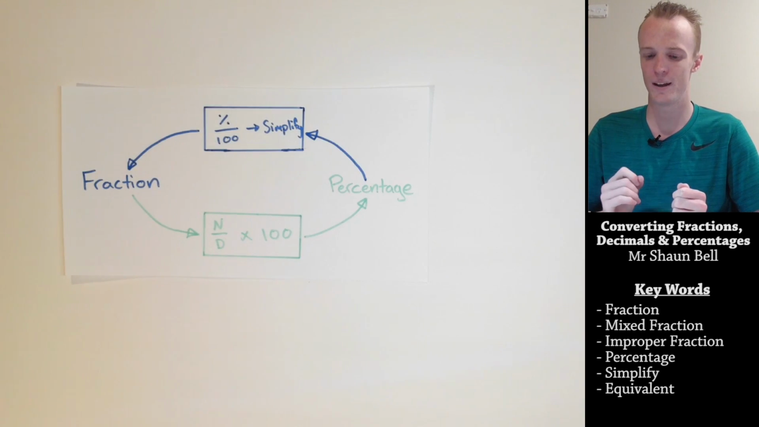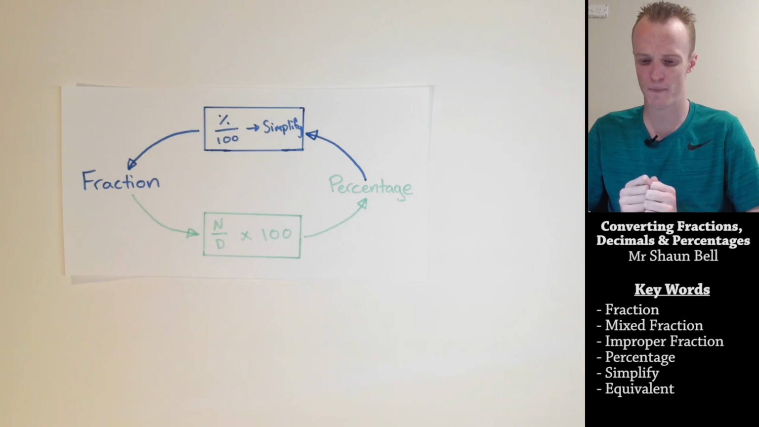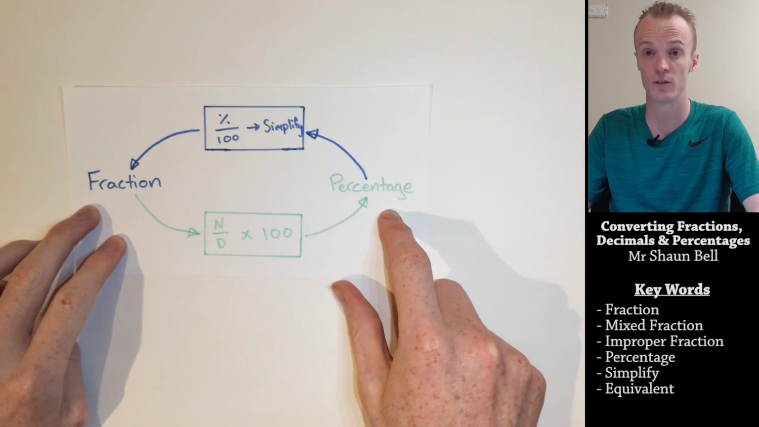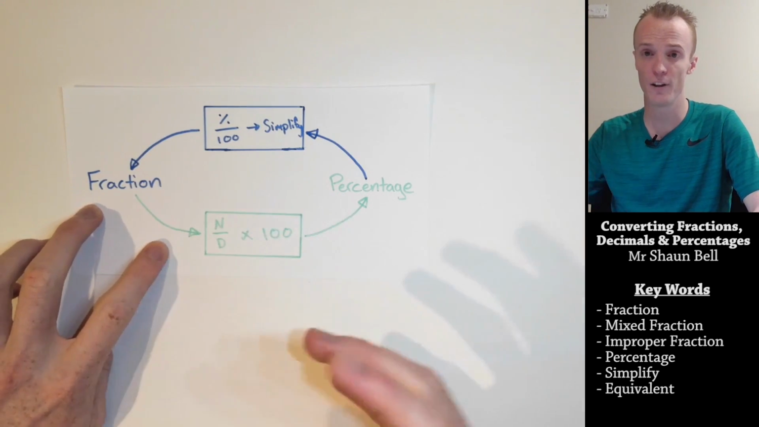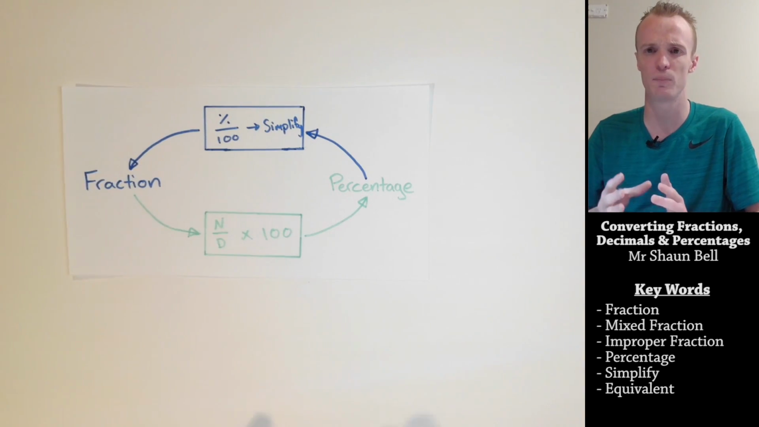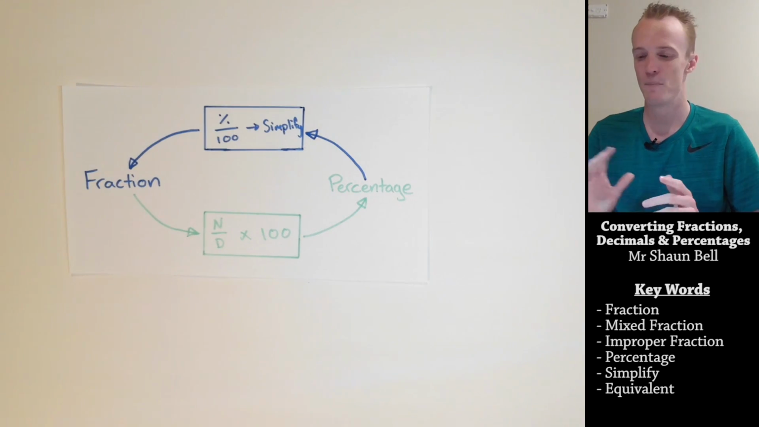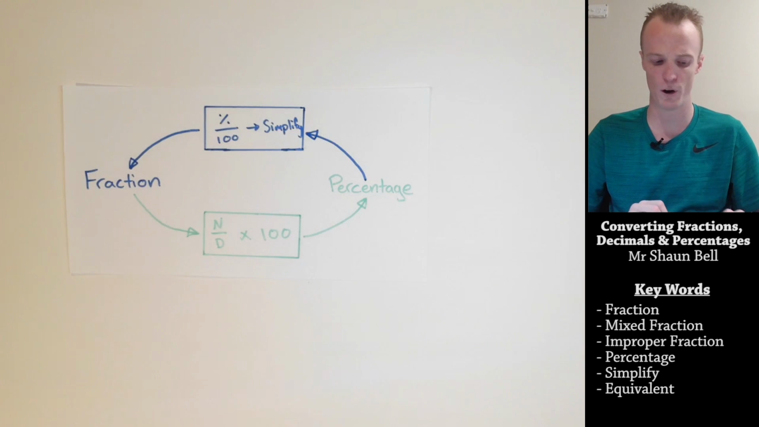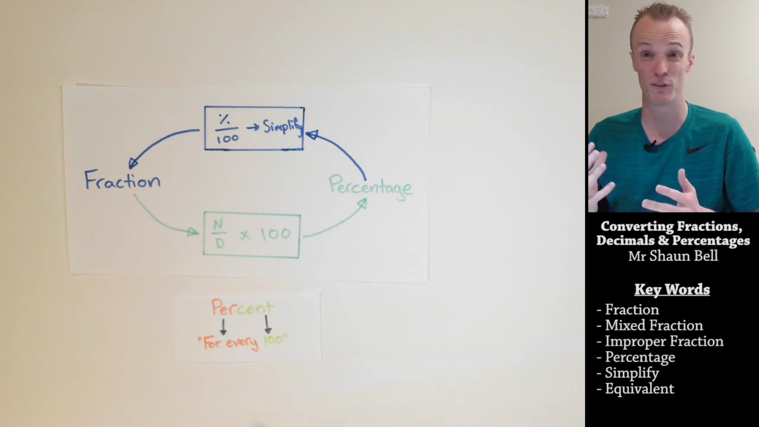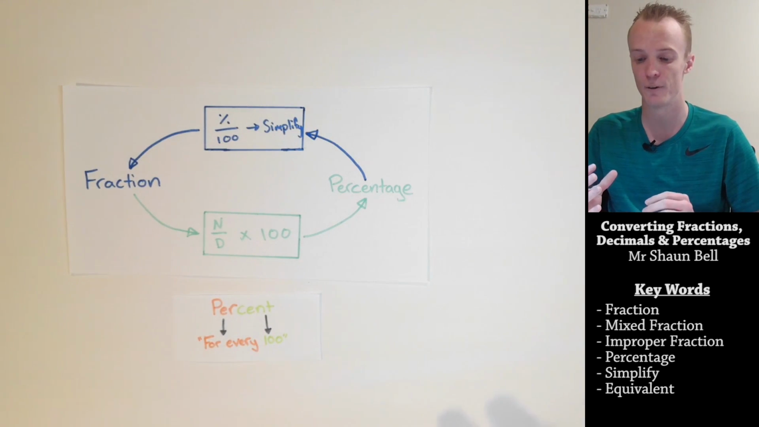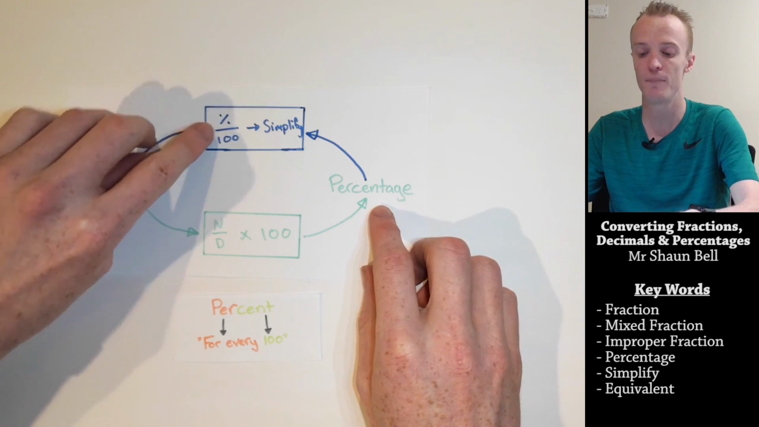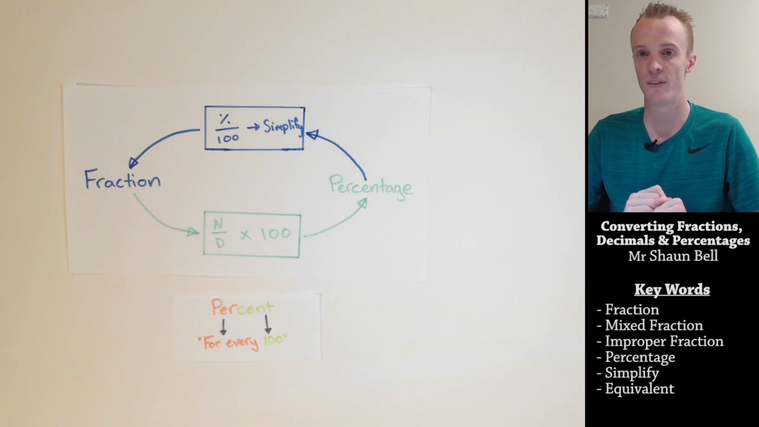Okay, so we've gone through a lot here today, but the golden rules to remember. If we're starting at a fraction and we're converting to a percentage, we take that fraction of the numerator over the denominator and we multiply by 100. But if we're starting at a percentage and moving to a fraction, we remember the word percent, which means for every 100 or out of 100, and remind ourselves that that means the percentage needs to be divided by 100, and once we've done that, we simplify the fraction.